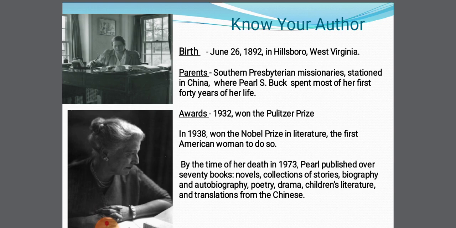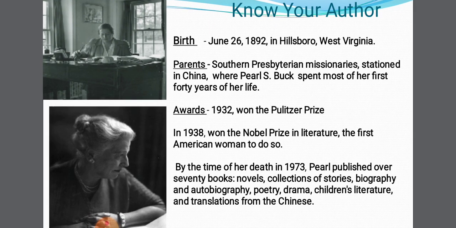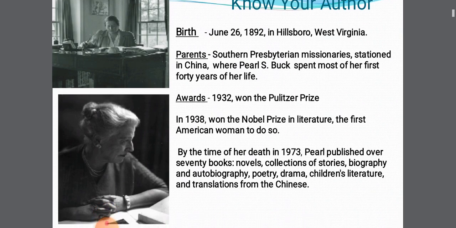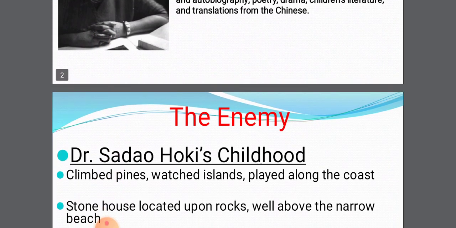Know your author. Born on June 26, 1892 in West Virginia. She got the award in 1932, won the Pulitzer Prize. In 1938 won the Nobel Prize in Literature, the first American woman to do so. By the time of her death in 1973, Pearl published over 70 books, different novels, collections of stories, biography and autobiography, and many other poetry even.